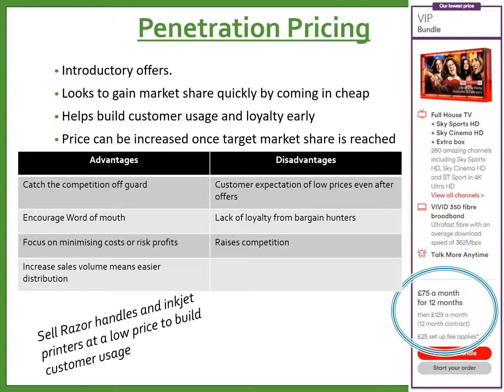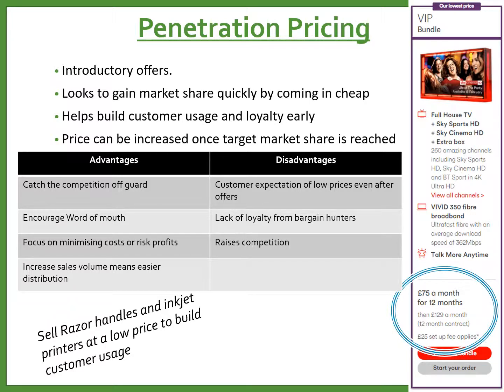If you don't like it, you'll have to call up, get a new deal, they'll lock you into a new contract, right? But they've already got you, because there's a lot of fuss that goes into changing over from Virgin to Sky or BT, etc. So the advantages are that it can catch competition quite off guard. If they're not expecting it, they're going to have to move to follow you.